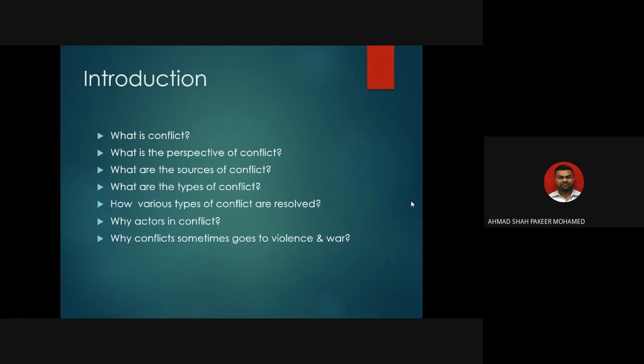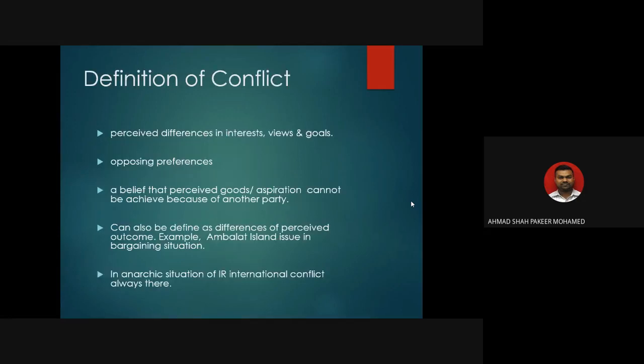So these are the questions we will answer later. What is conflict, perspectives, sources, types of conflict, actors, and also why conflict sometimes goes to violence and war. Clear definitions: perceived difference in interest, view, and goal.